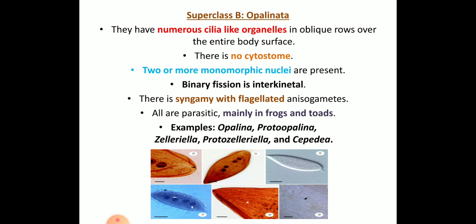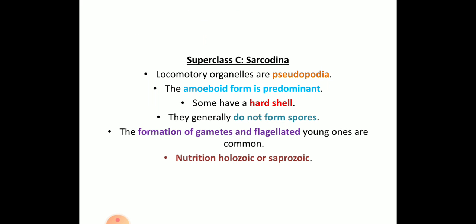And binary fission, it is interkinetal. So what is this interkinetal? So interkinetal is nothing but it is related to interkinesis. So usually what happens, binary fission is interkinetal, and syngamous with the flagellated. Already I have mentioned about what do you mean by syngamy. And usually they all are parasites. So mainly in frogs and toads these are present, as they are living in water, the amphibians. So these parasitic forms of the protozoan, they tend to enter into the frogs. So these are the examples.